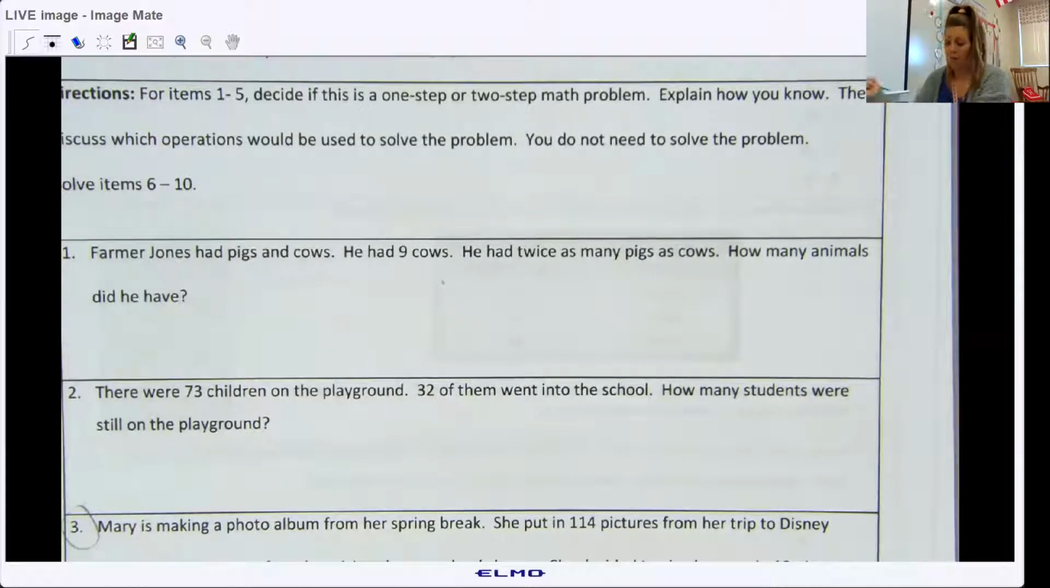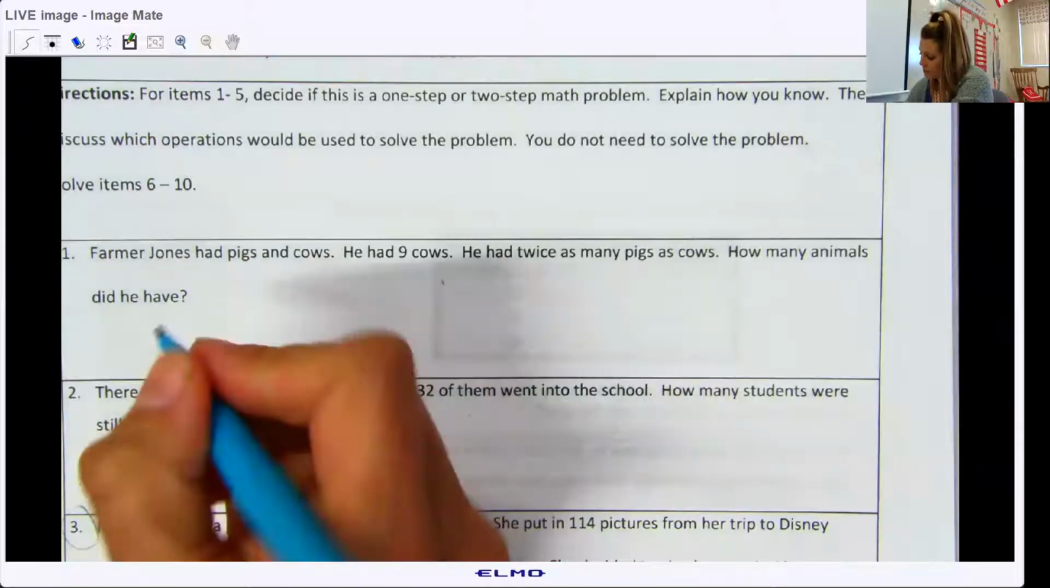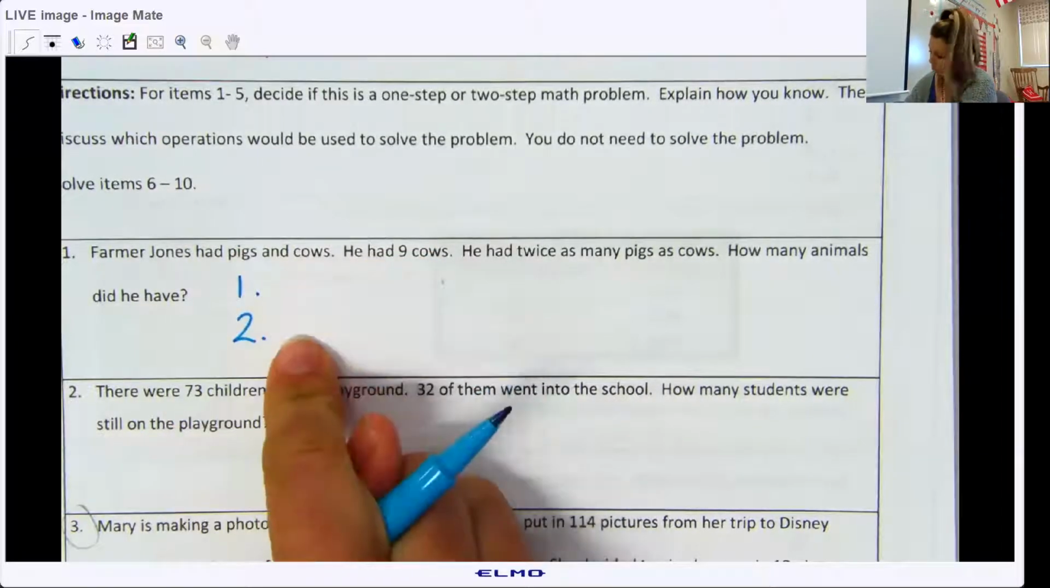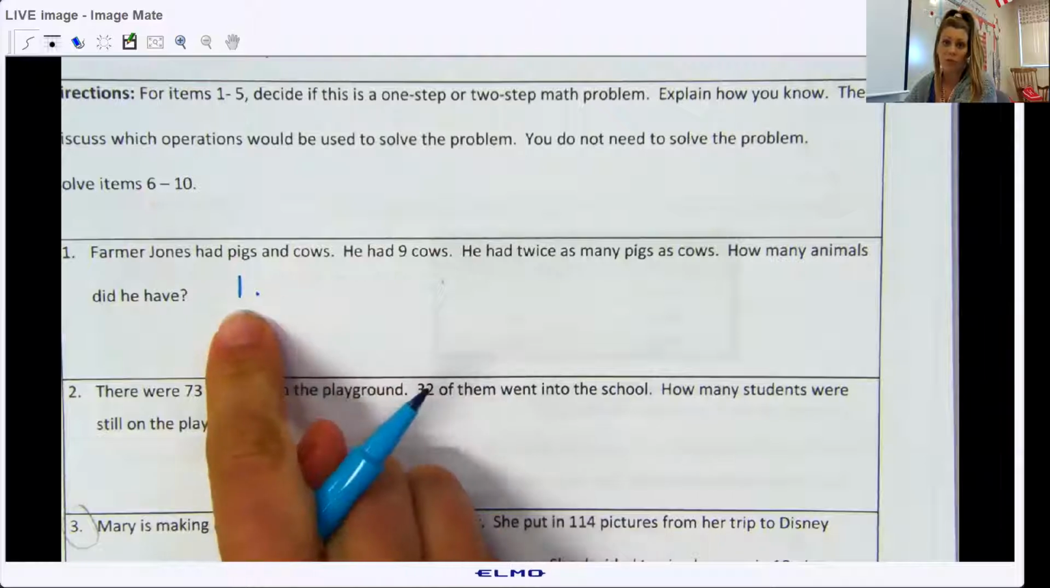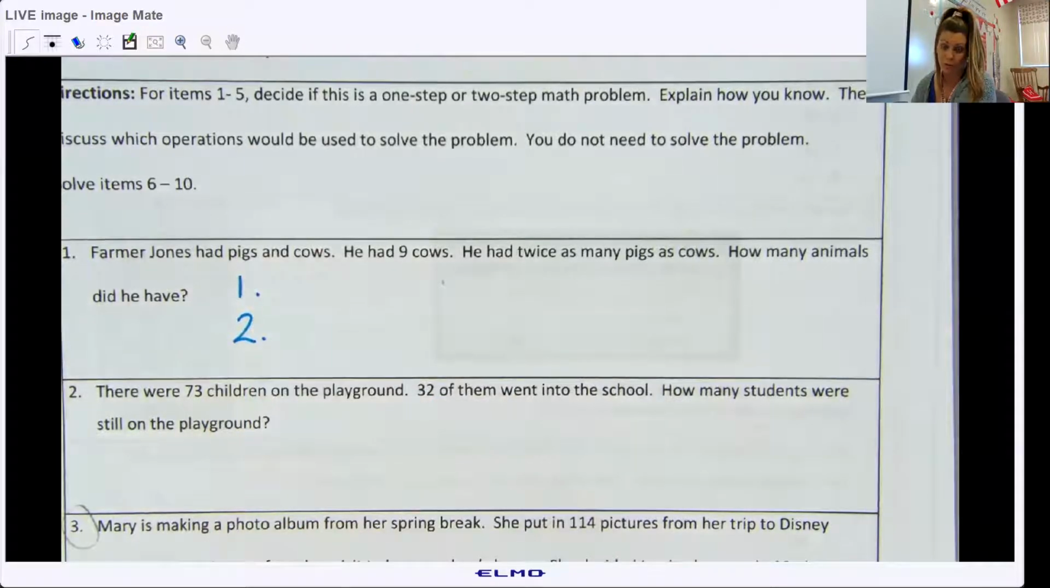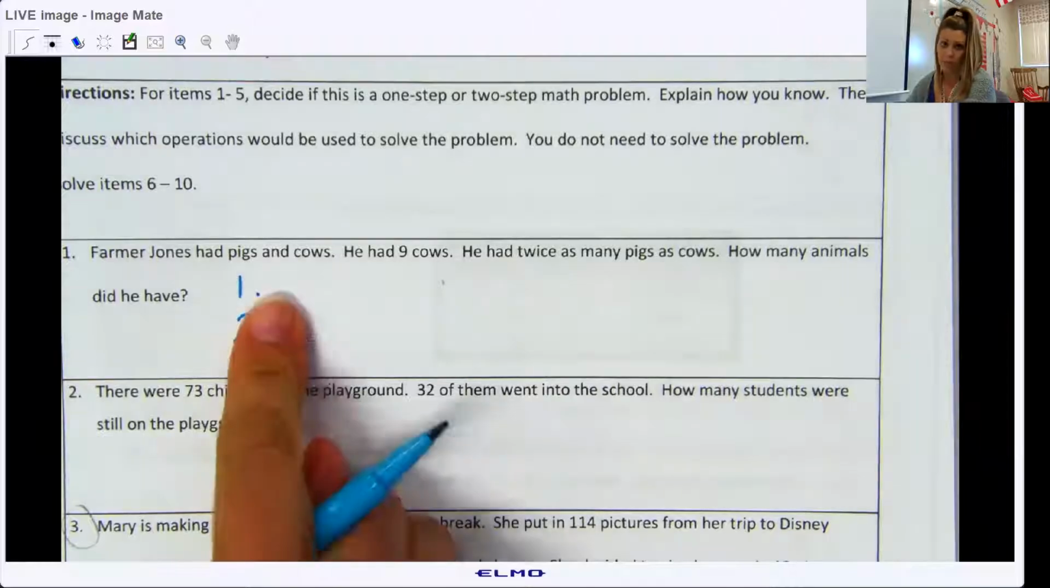It's a 2-step problem, right? So here's how we're going to do these. If it's a 2-step, we're going to write 1, 2. If it's a 1-step, we're just going to write 1. So from here on out, when you do the ones on your own at first, before we check them, this is how I want them to look.